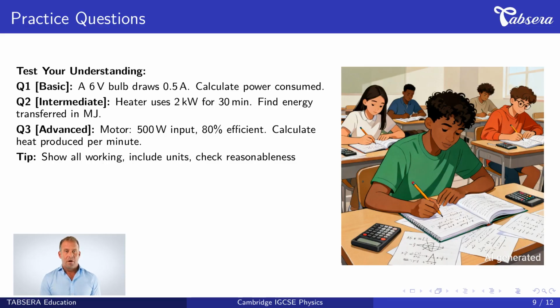Now practice what you've learned with these 3 questions. Question 1 is basic level. It asks, a 6-volt bulb draws 0.5 amperes current. Calculate power consumed. Use P equals V times I.